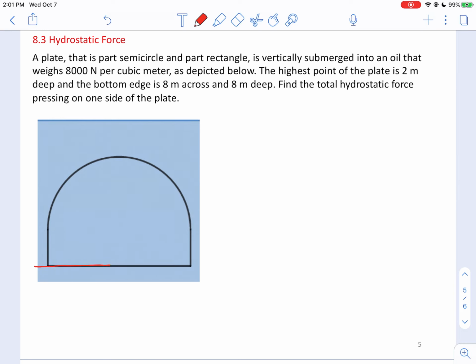Let's get the frame of reference. Let's put the x-axis right down here at the bottom. So that's y equals 0, in other words. Put the y-axis right through the middle of this. The highest point of the plate is 2 meters deep. Okay, so that tells us that this gap right here is 2 meters.